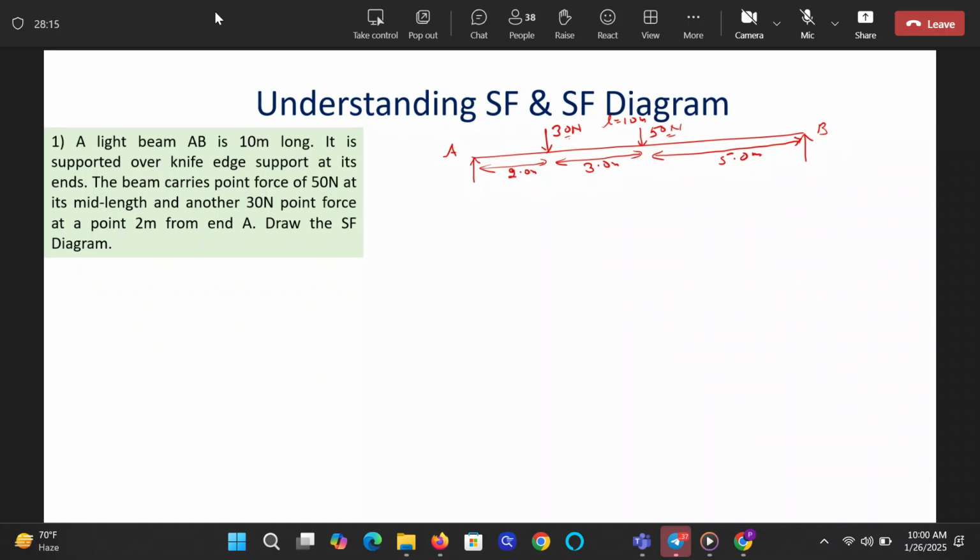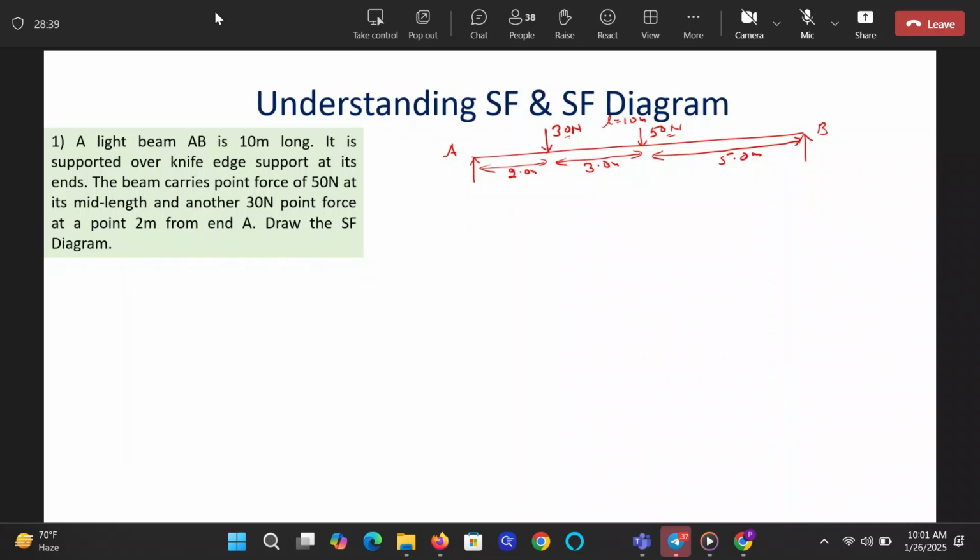So in this case, this 80 newtons will be supported by what? It will be transferred to what? 80 newtons will be transferred to the support at end A and end B. So that means 80 newtons is putting a downward force at end A and end B. Why? Because the supports are at the ends.